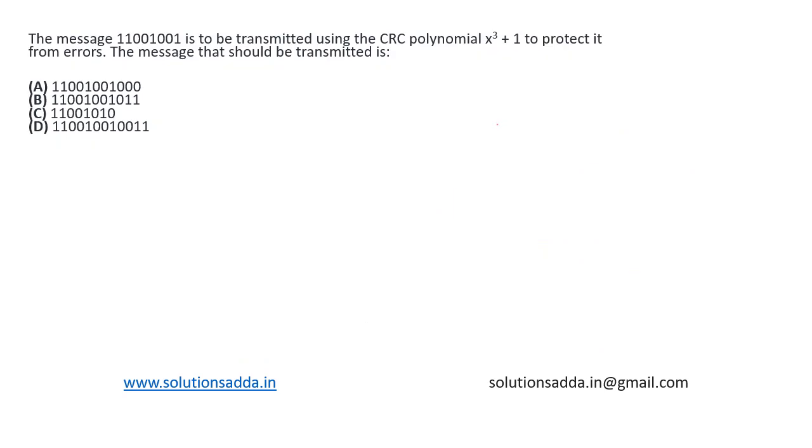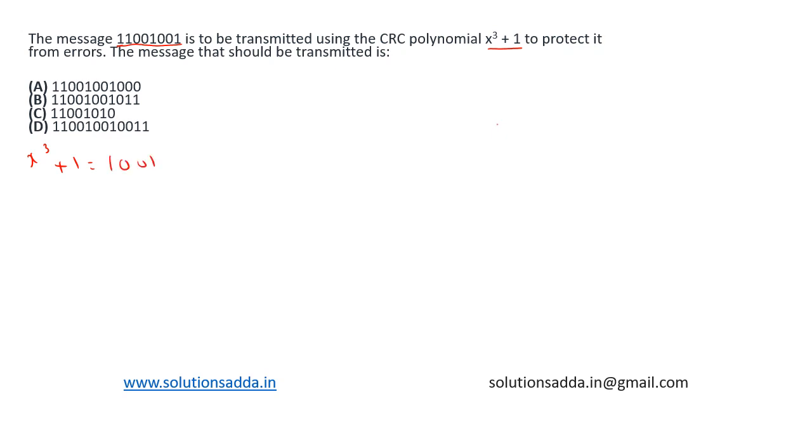This is a question from computer networks. The message 11001001 is to be transmitted using the CRC polynomial x to the power 3 plus 1 to protect it from errors. The message that is to be transmitted is, and 4 options are given. Since the degree of the CRC polynomial is 3, we append 3 zeros to the message, and x to the power 3 plus 1 is written as 1 0 0 1.